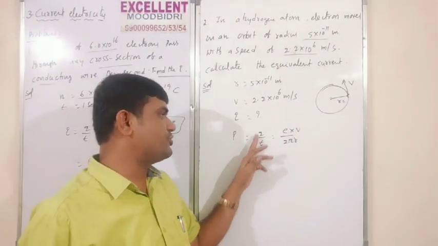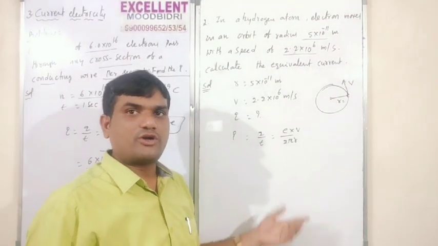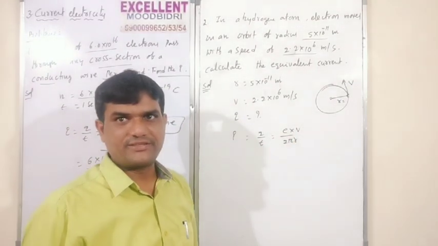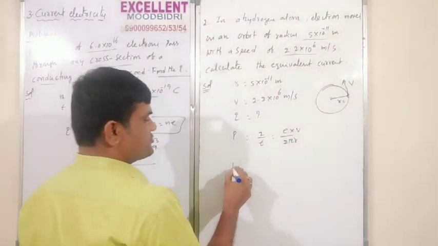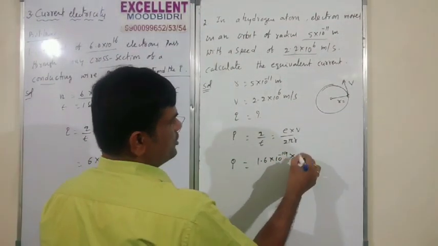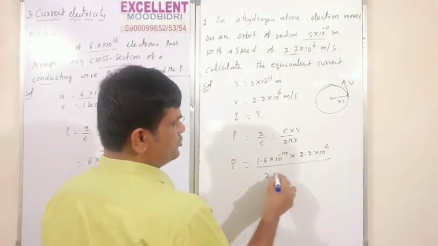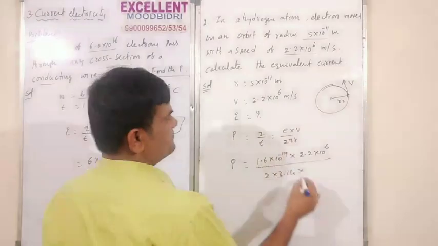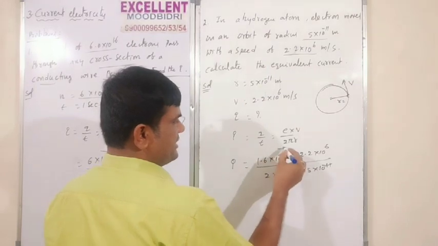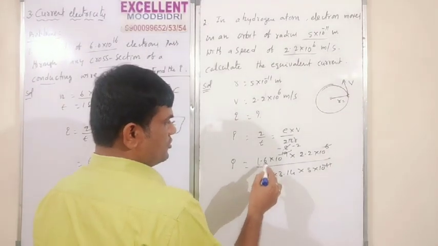Then I is equal to what? The formula is I is equal to Q by T, where T is the time period. That is total distance by velocity. Distance is equal to 2 pi r. So V goes to the numerator. I have given the formula already. Now substitute all values. E is equal to 1.6 into 10 power minus 19, velocity is 2.2 into 10 power 6, divided by 2 into 3.14 into radius 5 into 10 power minus 11. Minus 11 cancels, minus 8 will come, and then minus 2 will come.